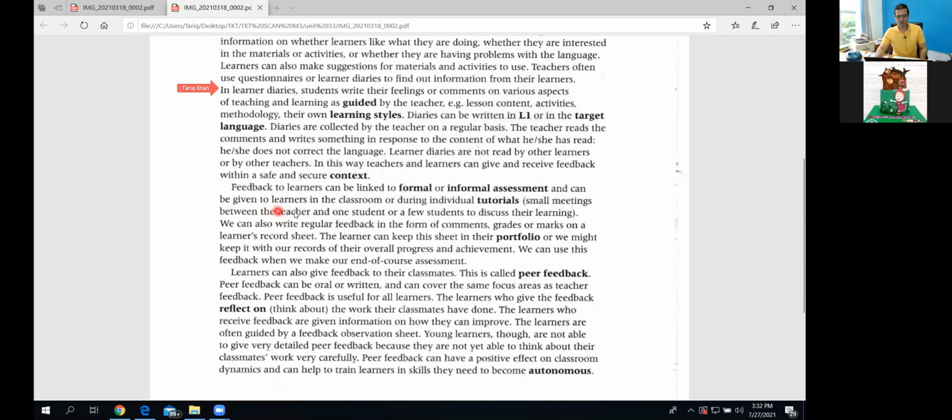and can be given to learners in the classroom or during individual tutorials. Tutorials are small meetings between the teachers and one student or a few students to discuss their learning. Right. So what it is, feedback can be linked to formal and informal assessment. As we know, formal assessment is done through the test and the exam-like conditions. Informal assessment is done mostly given feedback on their performance at different times and can be given to learners in the classroom or during individual tutorials.